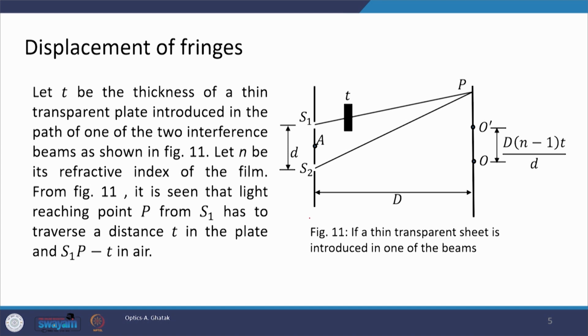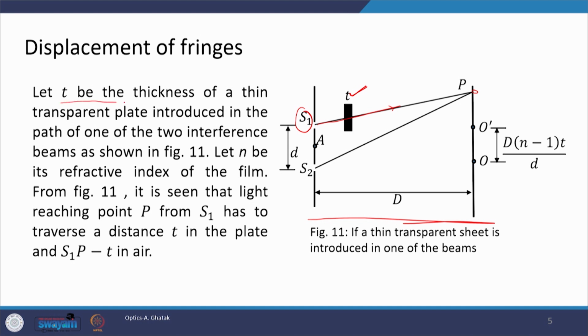This is the Young's double slit experiment setup, and in this setup one source, say S1, is covered with a film of thickness T. This film must be transparent. We must take a transparent film in this experiment, because the ray must pass through this film so as to give us some interference pattern on the screen. Now, let us read the statement.